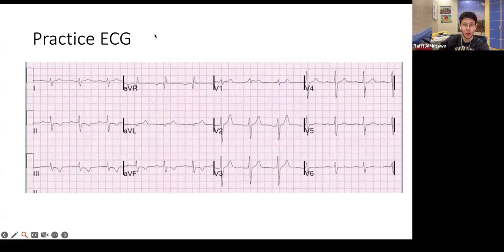You thought it was an NSTEMI. You are right, it is an NSTEMI. So yeah, you see ST depressions, you see T wave inversions, and you don't see any ST elevations. If we tell you that they have high enzymes, you have an NSTEMI.